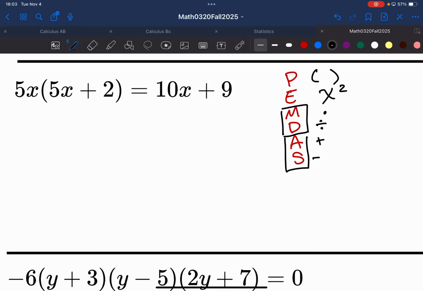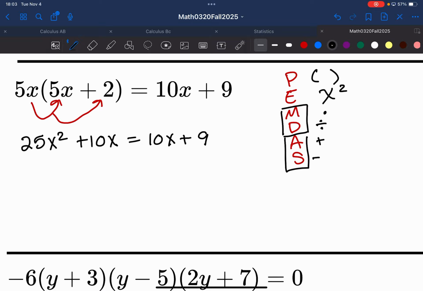But since the beginning of PEMDAS is parentheses, that's how I know that I'm first going to distribute the 5x in to get rid of the parentheses. And so 5x times 5x, 25x squared, and then 5x times 2, 10x, and then I bring everything else down, so equals 10x plus 9.